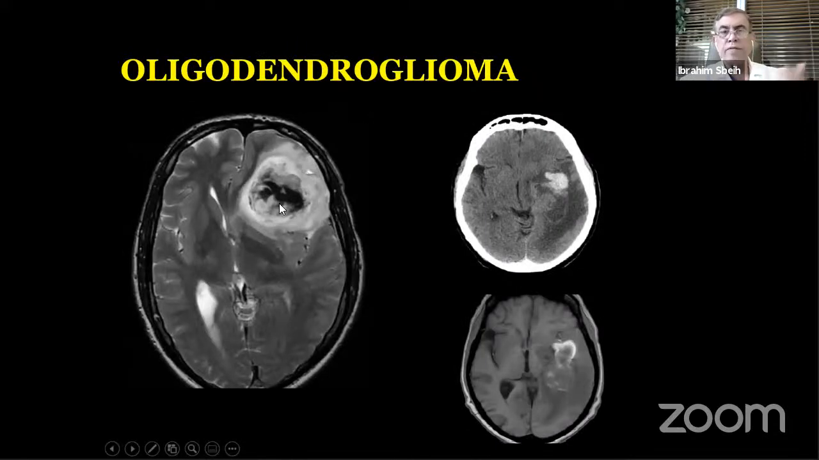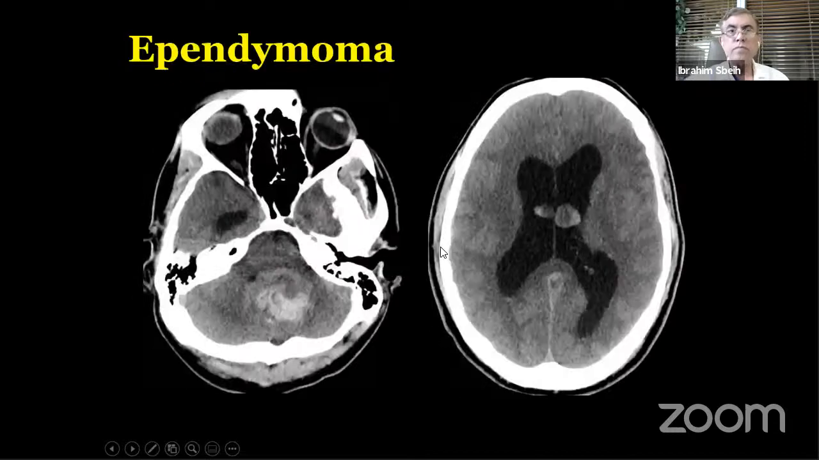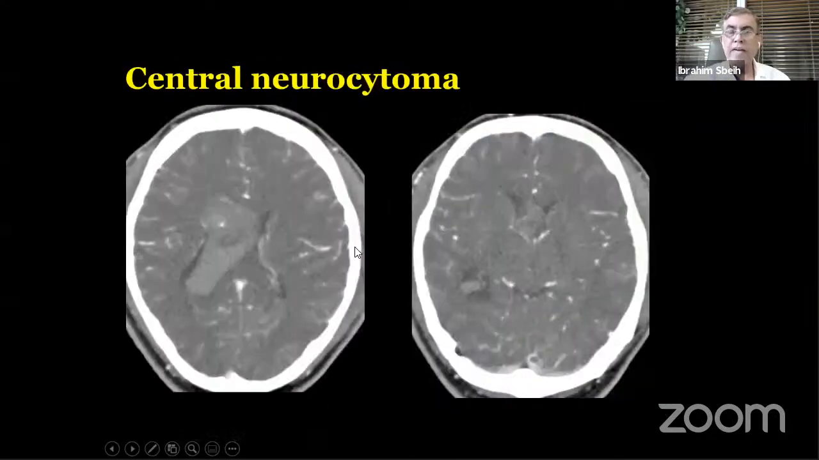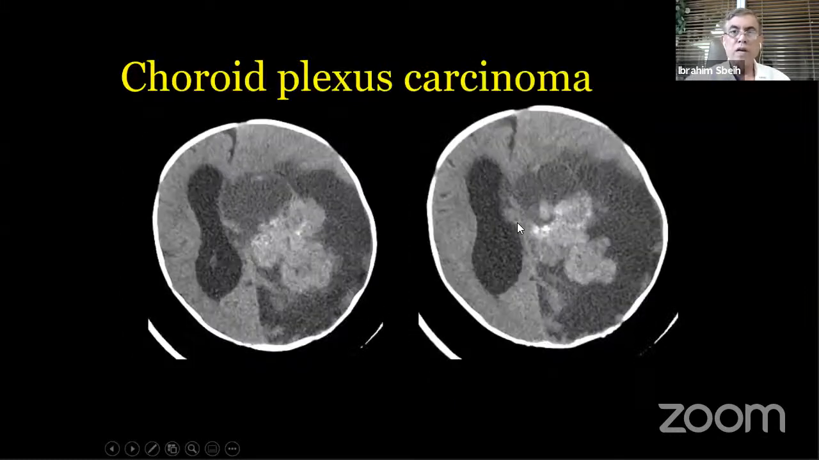Oligodendrogliomas are common. They are the ones that we should think of as having a hemorrhage inside them. Ependymoma is not an exception. Medulloblastoma, whether we are dealing with the medial type or the lateral type, the five histological types, you may get hemorrhage into tumor as a first presentation. Central neurocytoma presenting as hemorrhage. Choroid plexus carcinoma. Of course, we have choroid plexus papilloma, the atypical type, and the choroid plexus carcinoma. The three of them can present with bleed.